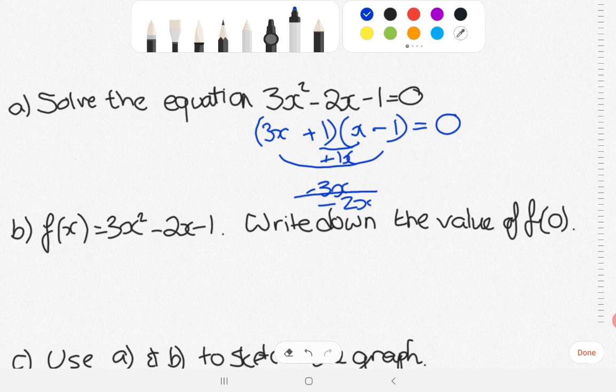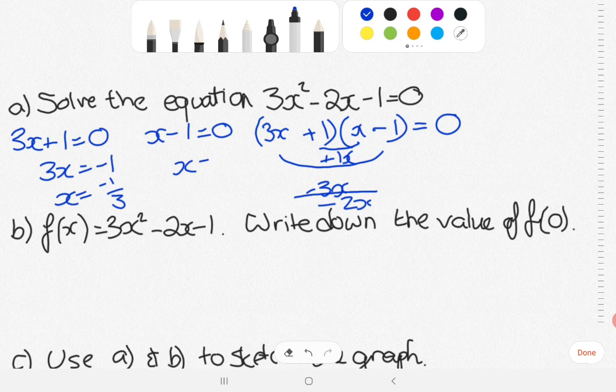Now, we're asked to solve the equation. We're not just asked to factorise it. So from the two brackets, that tells us that 3x plus 1 is 0, or x minus 1 is 0. So that means that 3x would be negative 1, which means that x would be negative a third, and x would be 1.